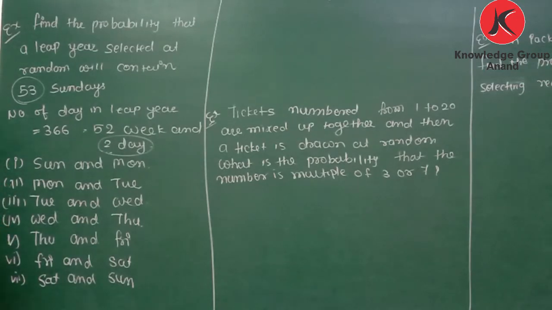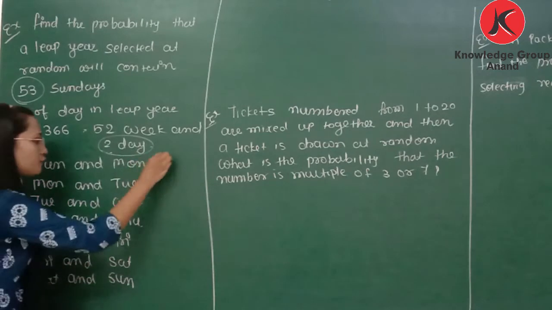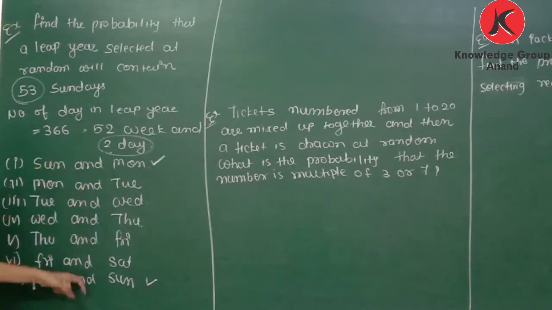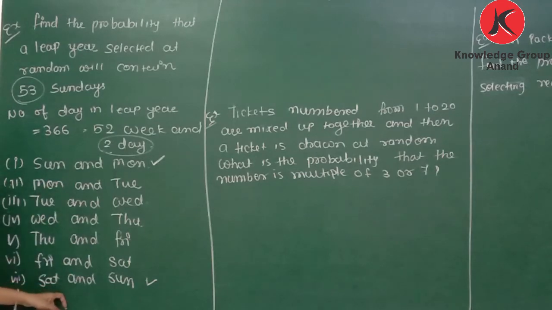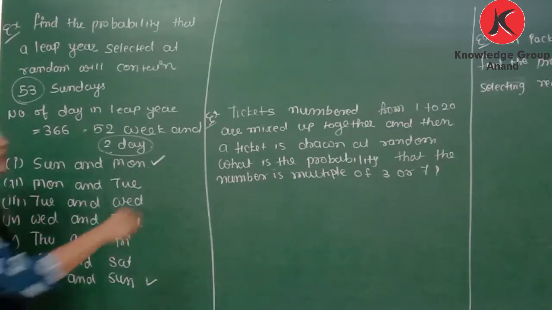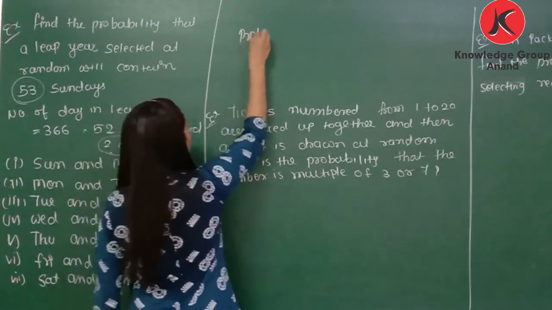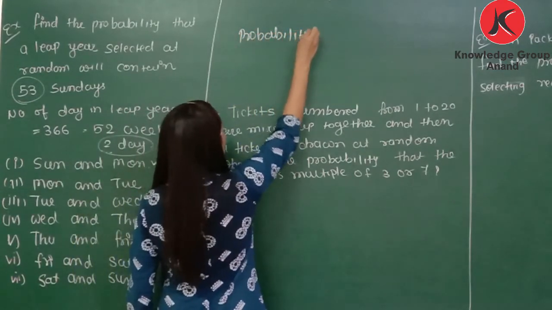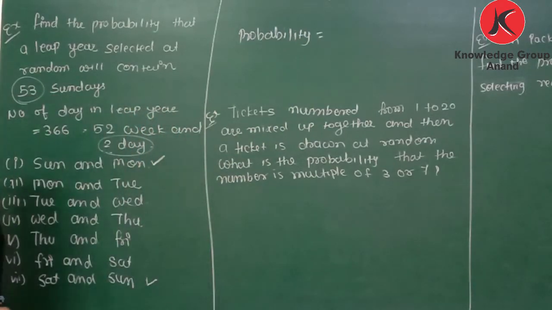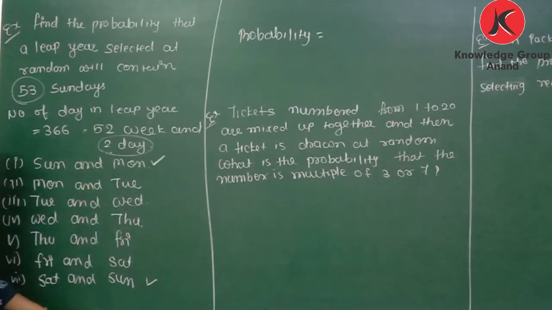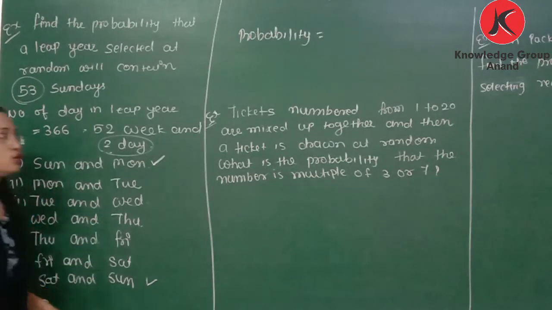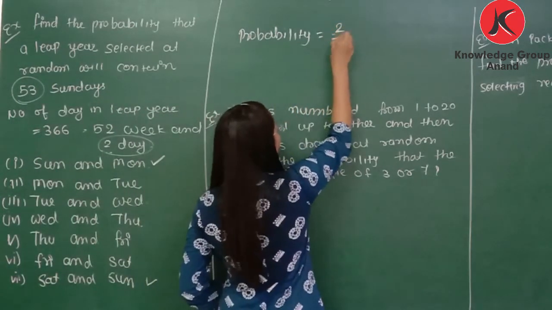In which cases do we have Sunday? So in the first and last. So from the 7 we have 2 possibilities that contain Sunday. So we can write probability. Now what is the favorable outcome? 52 Sundays are already there. But what is the probability of 53 Sundays? It is possible from the 7 cases. So total outcome will be 7 and the favorable outcome is 2. So it is 2 by 7.